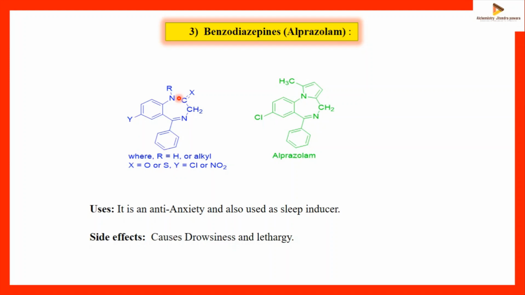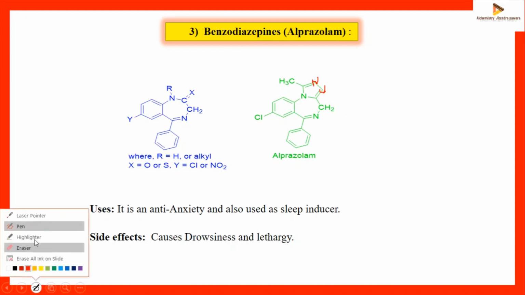So this alprazolam is obtained by fusing a triazole ring, this is your triazole ring, at the 1,2 position. So here is your nitrogen. There is one mistake here. Here is nitrogen, and here is also nitrogen. Let me take the eraser.